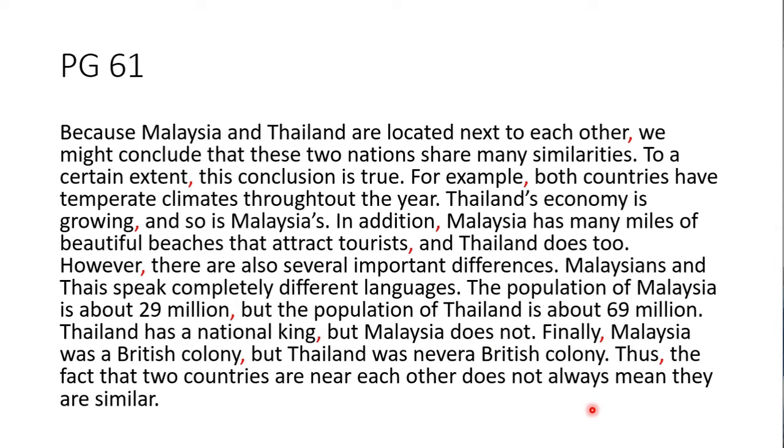Finally, Malaysia was a British colony, but Thailand was never a British colony. Here I forgot to put a space. Don't pay any attention to that. And we have two commas here: one for finally, an introductory word, and then here with a coordinating conjunction. Thus, the fact that two countries are near each other does not always mean they are similar. Here we have one last comma after thus, which is another one of our introductory words.